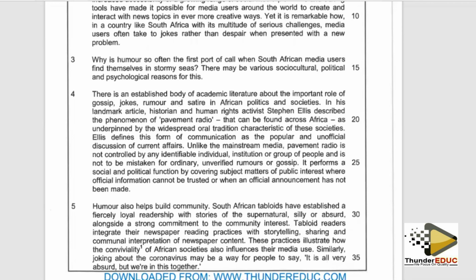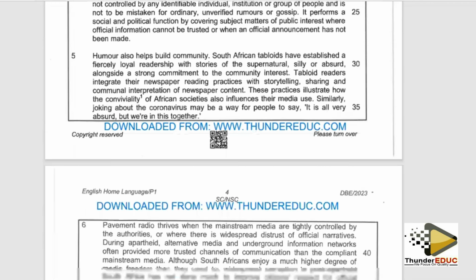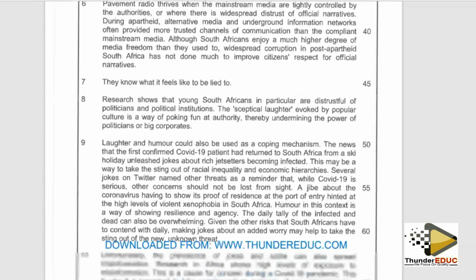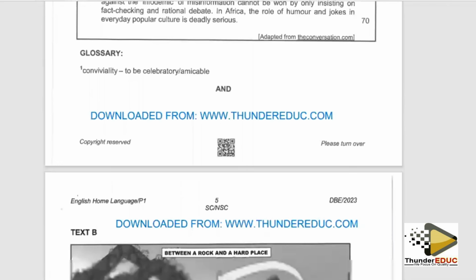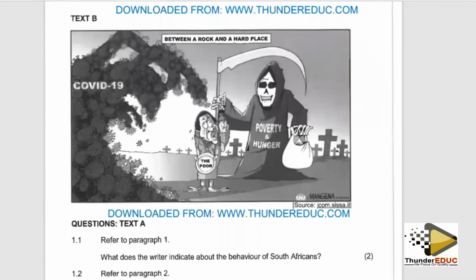So now it's a very relevant paper because we went through it. I'm going to be more specific, especially on Text B today, going onwards. And therefore, Text A, let's look at the mark allocation. This was a fair paper.